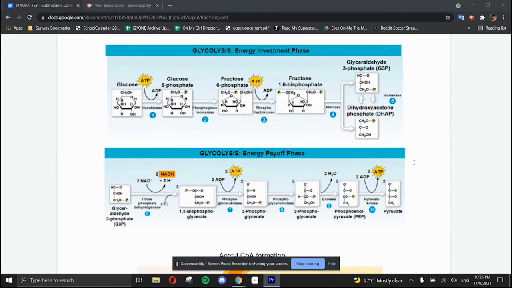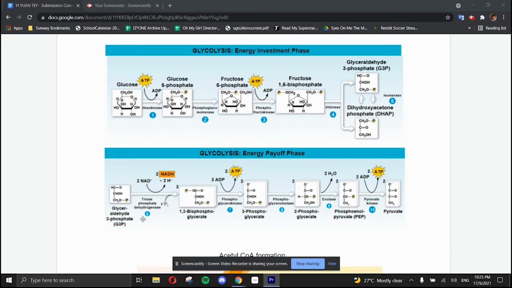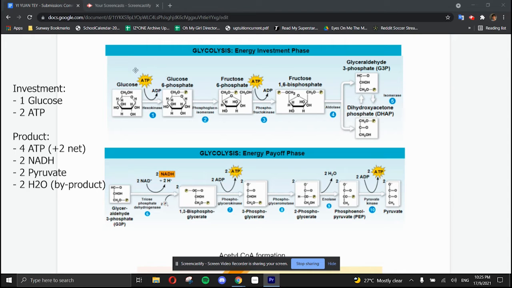Glycolysis is the part where glucose is broken down into pyruvate in the cytoplasm of a cell, composed of 10 enzyme-catalyzed chemical reactions. For every glucose, 2 ATPs are invested, which is then expected to yield 4 ATPs, 2 NADH, 2 pyruvate, and 2 water molecules.